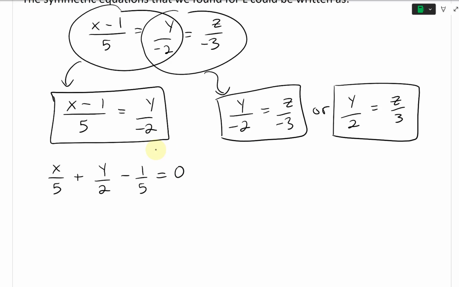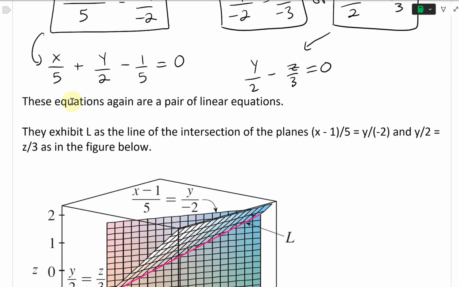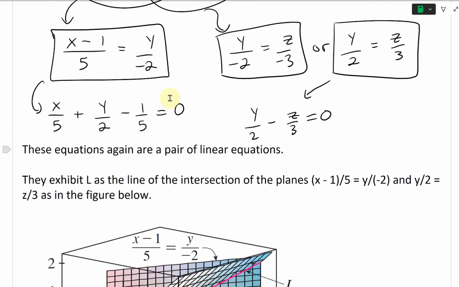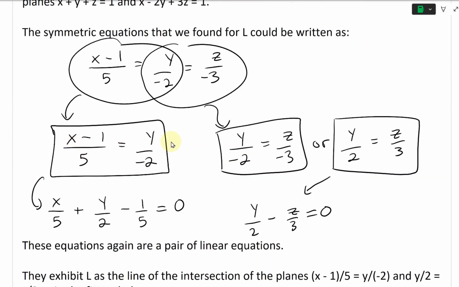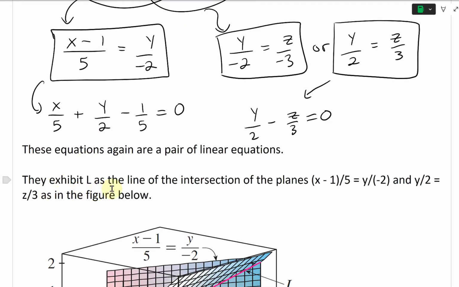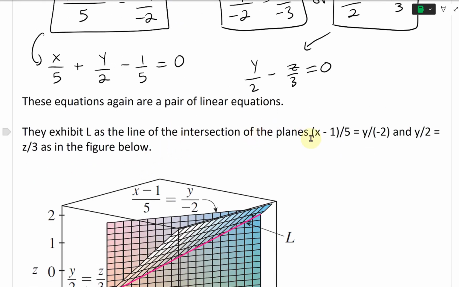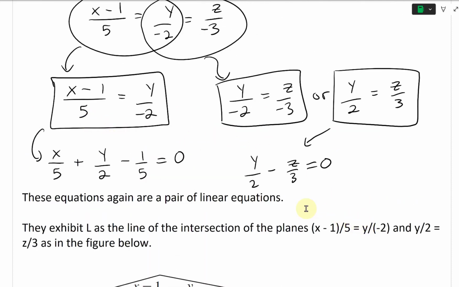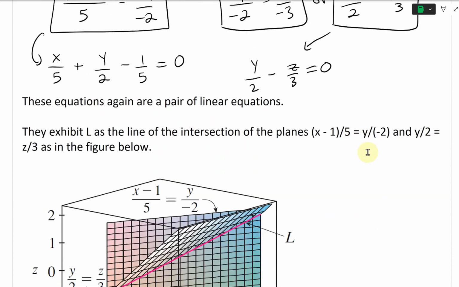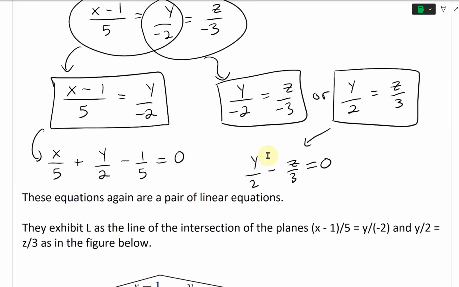And then likewise, this one right here is already done for us. Y over 2, move this over to the other side. Z over 3 equals 0. So again, linear equations. All right. And these equations are, again, a pair of linear equations. So they exhibit L as the line of intersection of the planes x minus 1 divided by 5 equals y divided by negative 2, and y over 2 equals z over 3. So this part right here, either or.